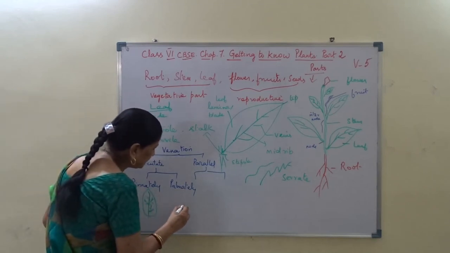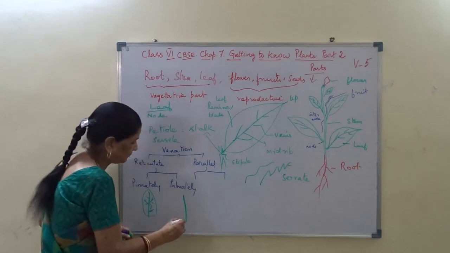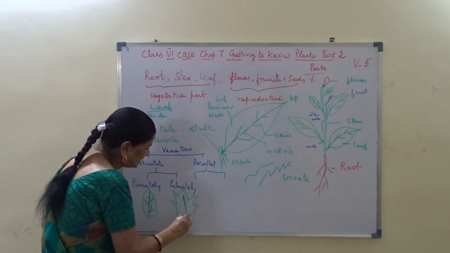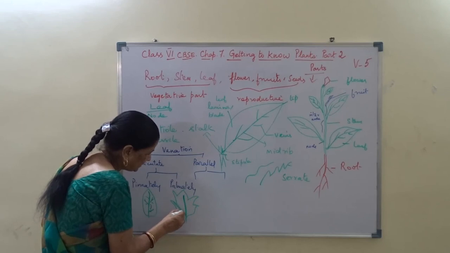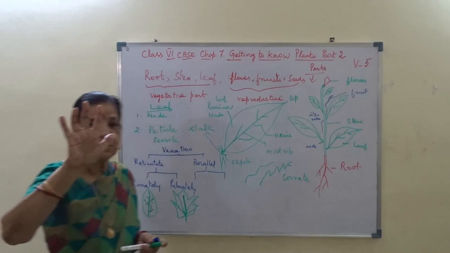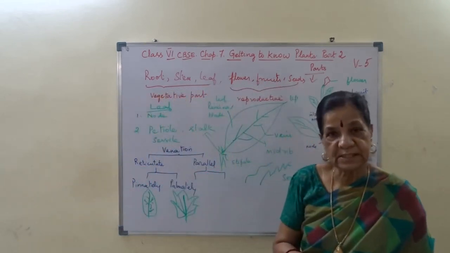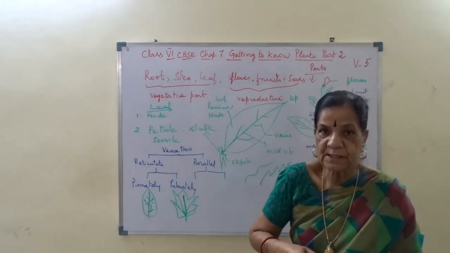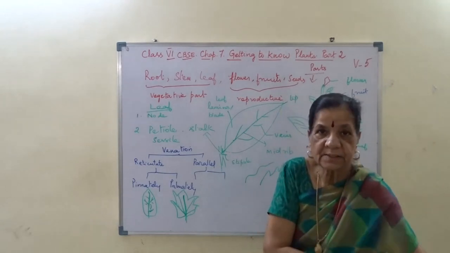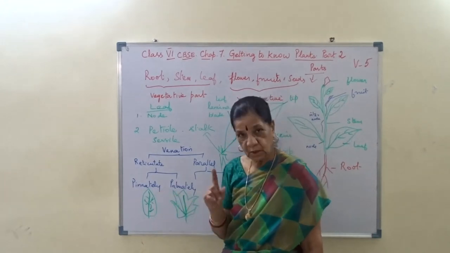Whereas in palmately reticulate venation, there is a common point from which the veins are running out like this. This is palmate, like a palm. Papaya leaf is an example for palmately reticulate venation. So I repeat, the midrib will be common.